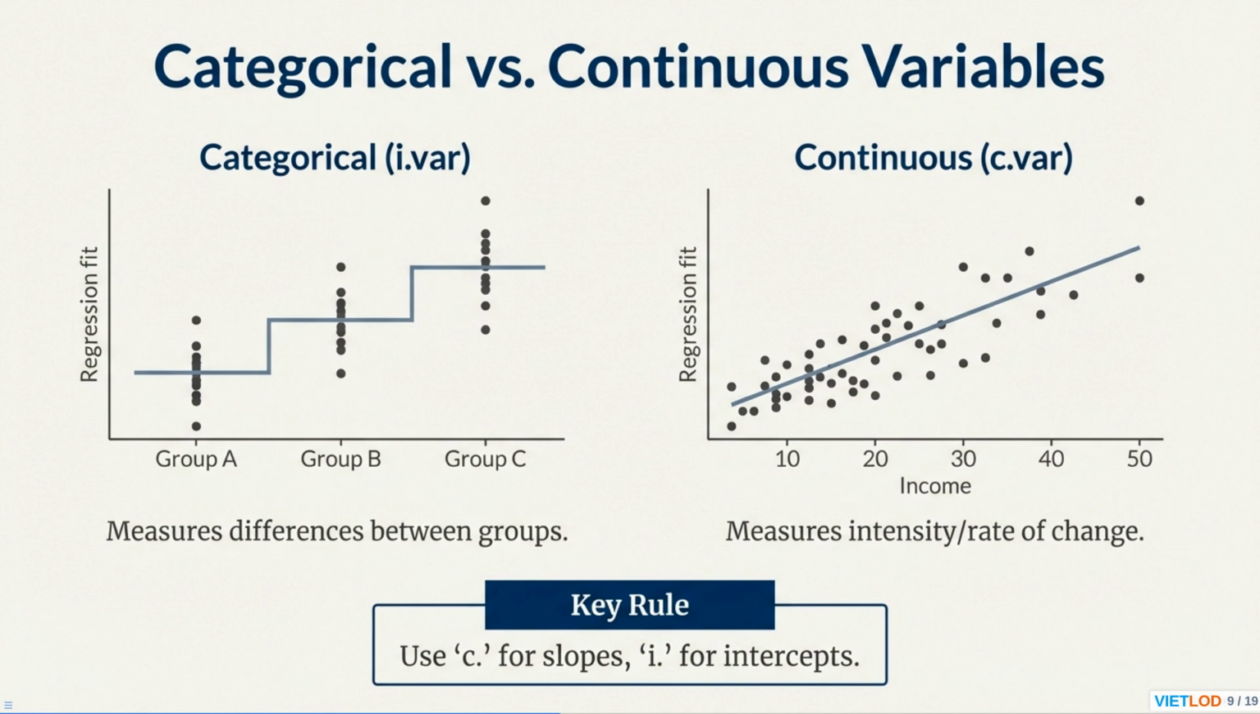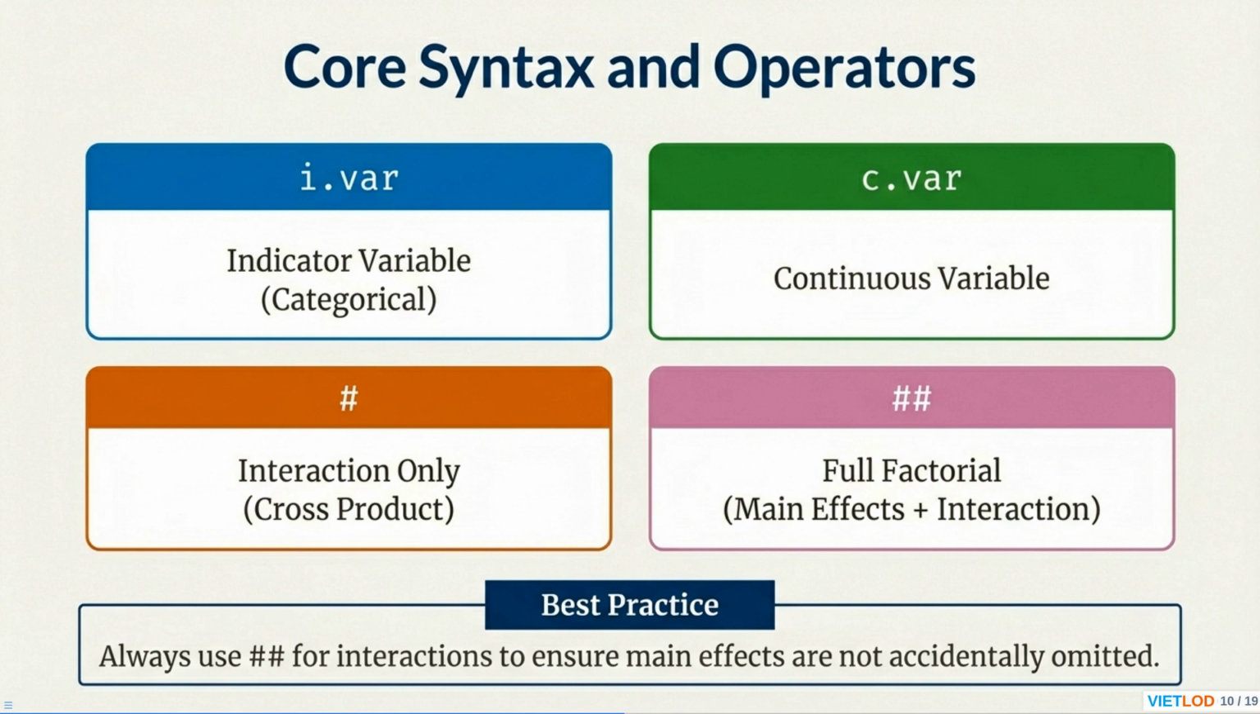Categorical variables using i.var measure differences between distinct groups, creating steps in the regression fit. For instance, you might use i.education to see the jump between degrees. Continuous variables using c.var measure the intensity or rate of change, creating a smooth slope, such as the effect of each additional year of work experience. A key rule to remember is use c for slopes and i for intercepts. This distinction ensures your model correctly reflects the underlying nature of your data. We can also combine these variables using interaction operators, which we will explore next.